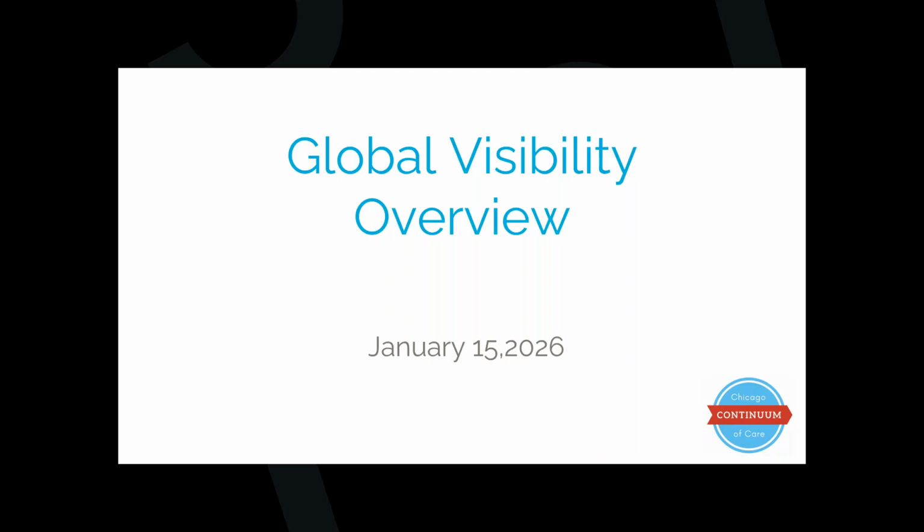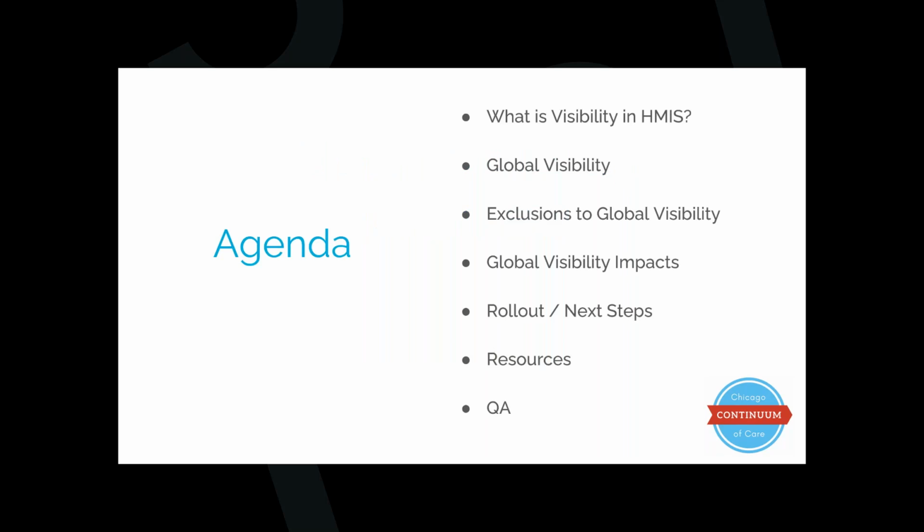And we're going to get started. So on the agenda today, we're going to go through what is visibility in HMIS. We're going to talk through exactly what visibility means and how it's configured. Global visibility. So what does that mean? The idea of global visibility. Exclusions to global visibility. Visibility impacts. And then we're going to talk through rollout, next steps, and then provide some resources and hopefully have some time to answer any remaining questions at the end.